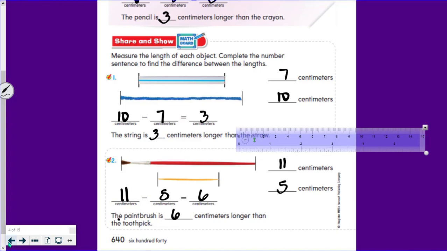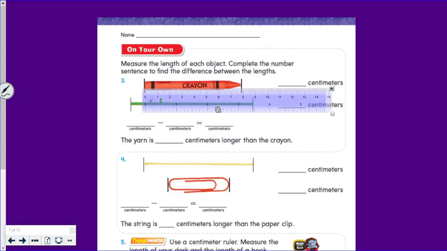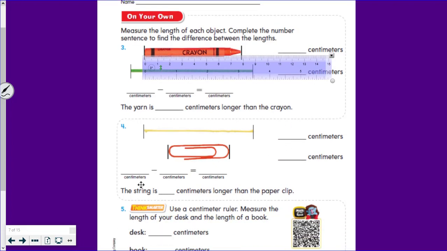All right, let's keep this up. Let's go to the next page. We're going to do the same thing with the crayon and the string, and then the string and the paper clip. So you're going to do number 3 and number 4. Go ahead and pause your video and do number 3 and number 4.